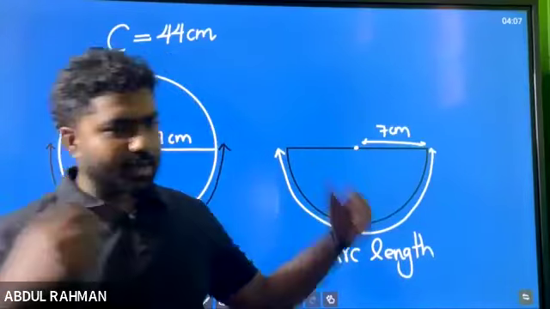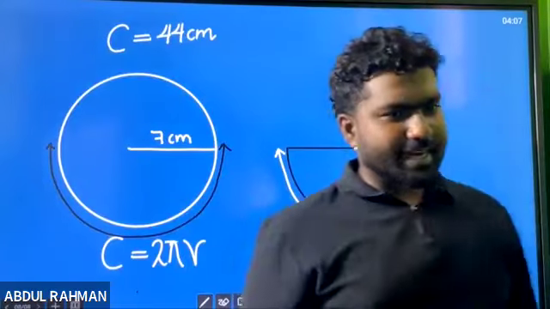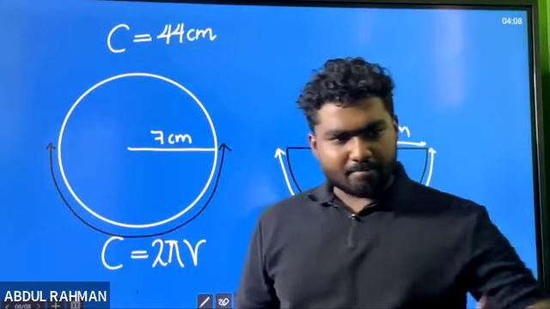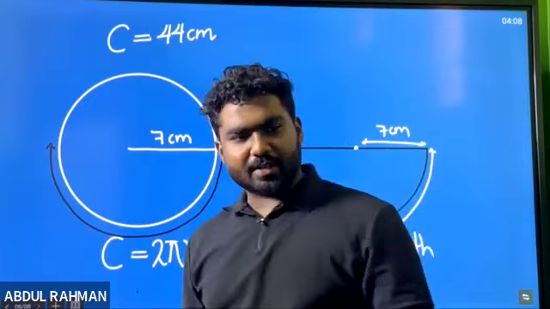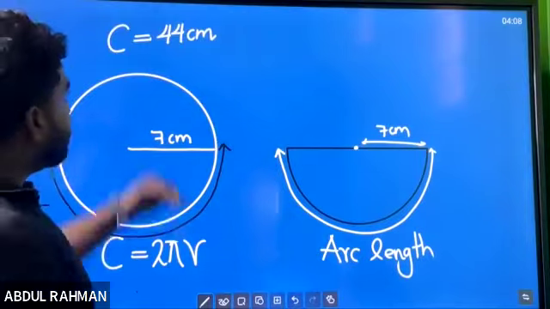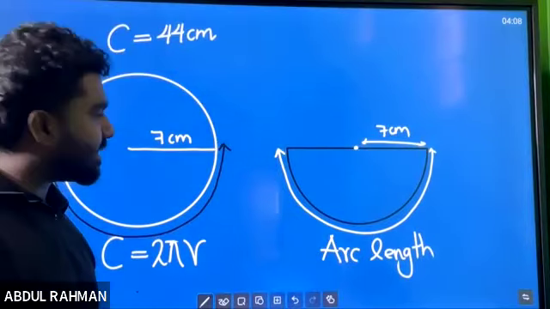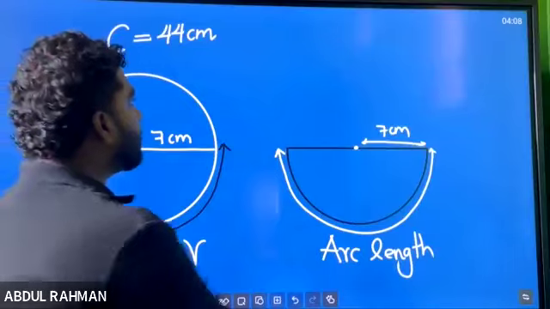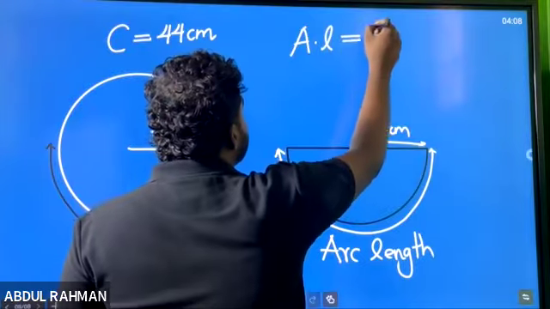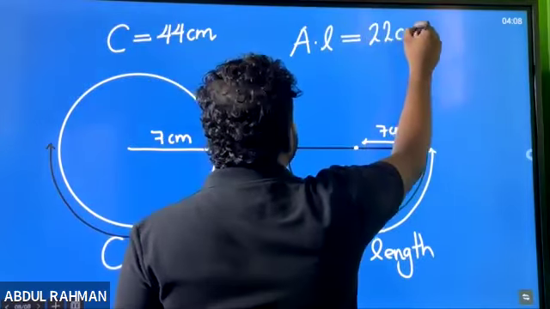Yes, I got some correct answers. I got 1. I got 2. Perfect, Lamia. This is what I want. This is 44, so the arc length will be how much? I call it AL. Arc length is equal to 22 centimeters.